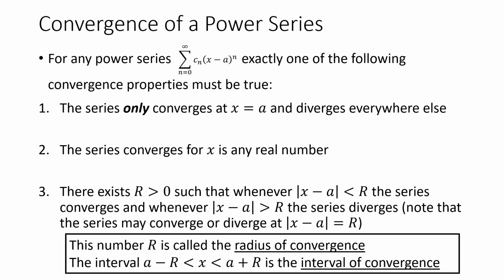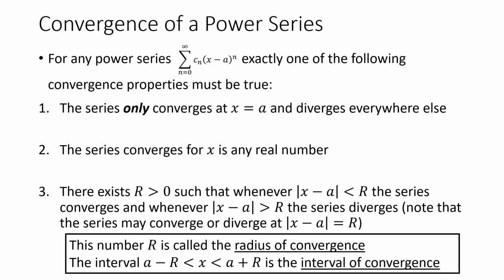The only exception is when it's raised to the 0 power and we choose to define x minus a to the 0 power as always being 1. So if x is equal to a, then it's just equal to the first coefficient. On the other hand, some series will converge for all real numbers.